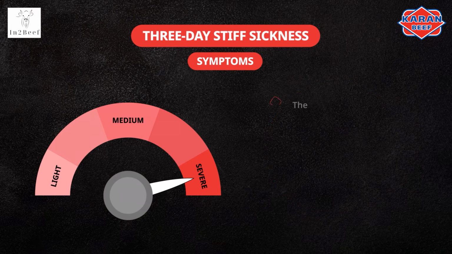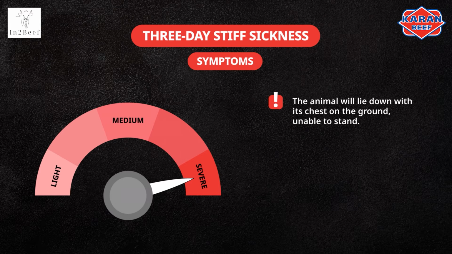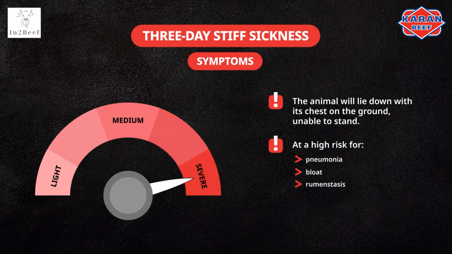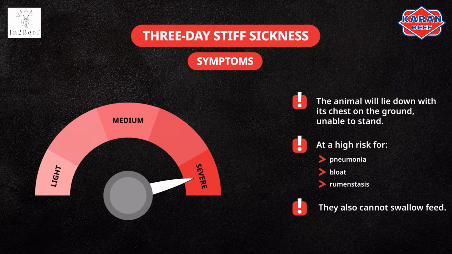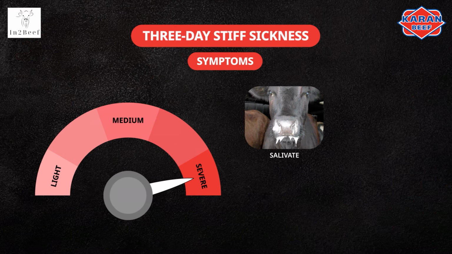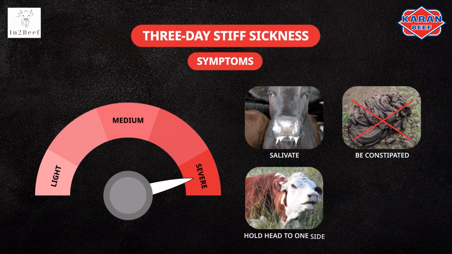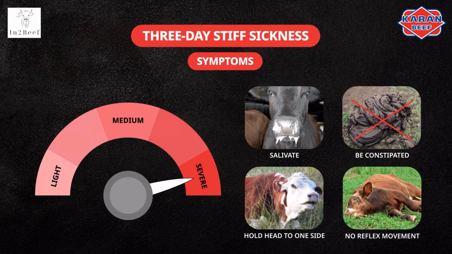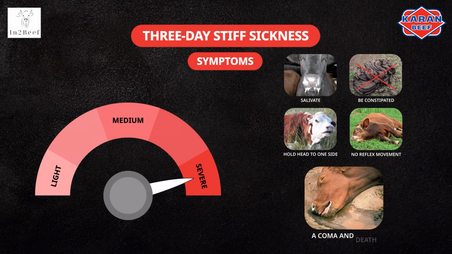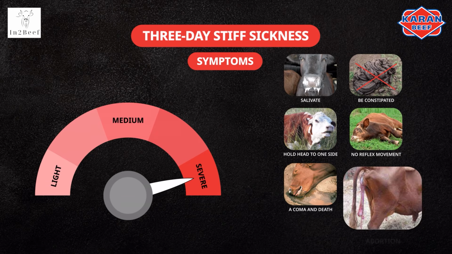In severe cases, the animal will lie down with its chest on the ground and be unable to stand. These animals are then at a high risk for pneumonia, bloat, and rumen stasis, where the rumen stops working. They also cannot swallow feed. The animal will then salivate, be constipated, and hold its head to one side. It will then shift position and lie on its side, and there is no longer reflex movement. The animal then goes into a coma and dies. In some cases, cows in late pregnancy will abort.